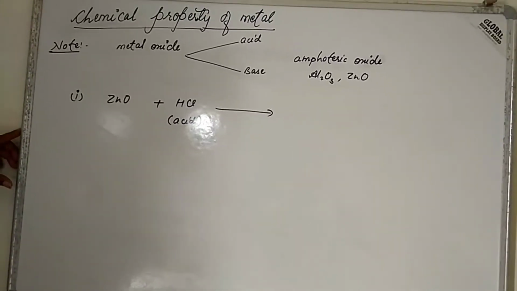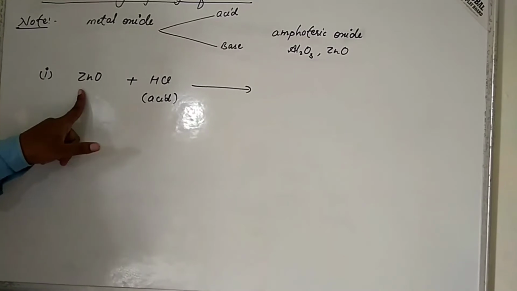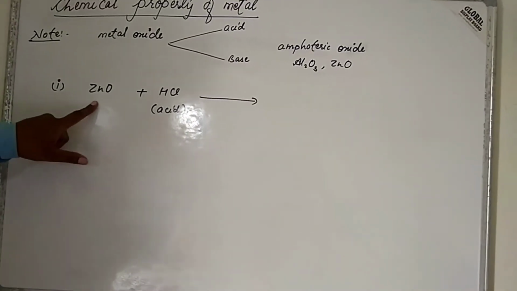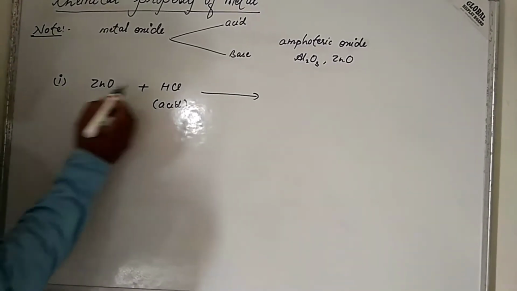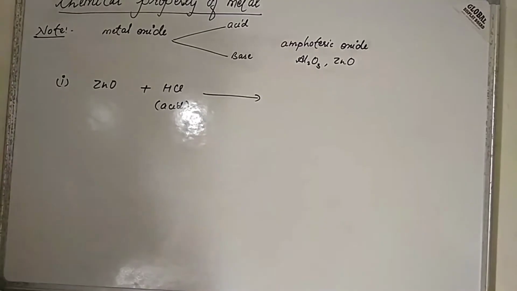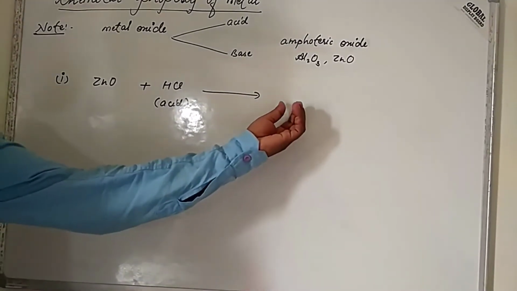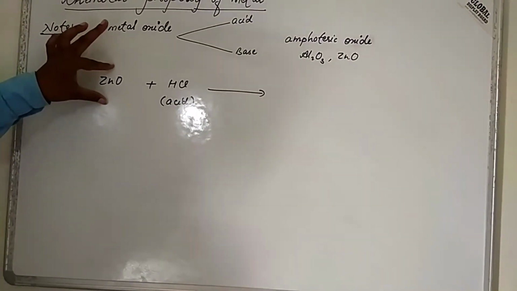Look at this example, children. We will see how zinc oxide shows both the property of acid and base. When zinc oxide reacts with acid, what is the product formed? On the basis of the product formed, we will clear out the nature of this metal oxide.